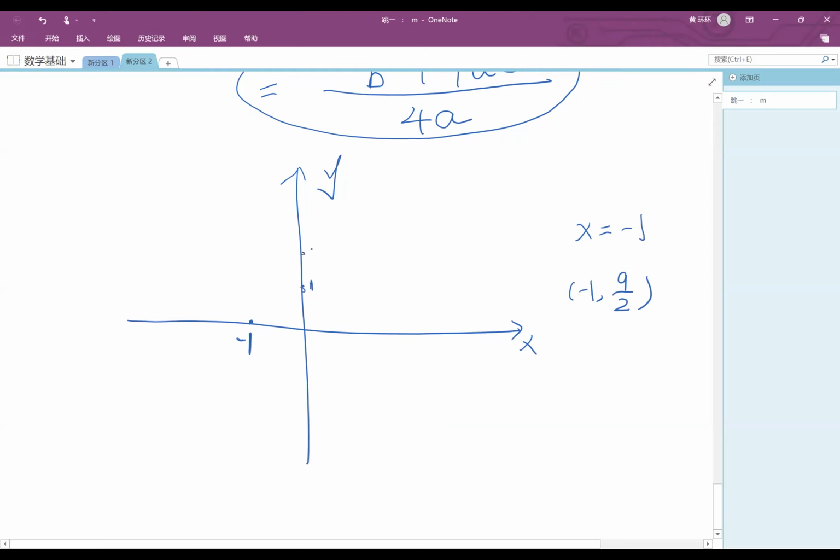This is 1, this is 2, this is 3, and this is 4, and then this will be 9/2, right? This is the vertex. The vertex is -1 and 9/2. This is the vertex for this parabola, and the parabola will open downward, will be like this, and then we can get the x-intercept.